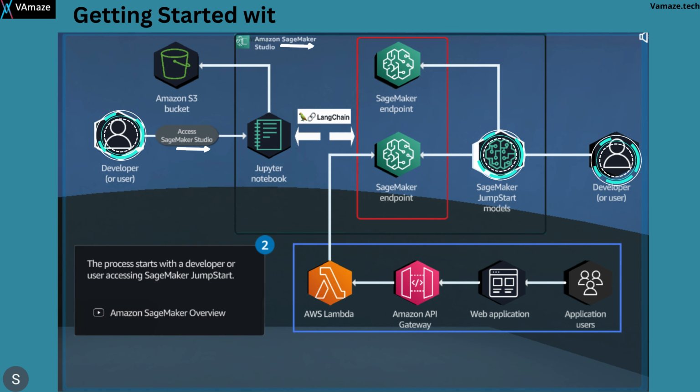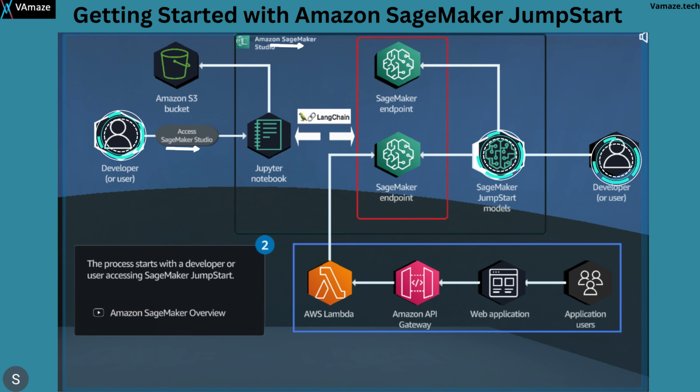So let's focus on getting started with Amazon SageMaker JumpStart. The process begins when a developer or user accesses SageMaker JumpStart, enabling them to seamlessly deploy and manage machine learning models with a powerful, ready-to-use tool from AWS. This simulation shows the interaction between the different components, and how the user is able to deploy with SageMaker JumpStart.